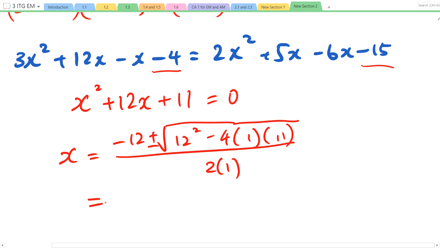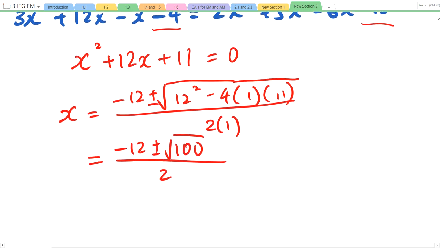So 144 minus 44. Oh, it's 100. I get negative 12 plus minus square root 100 over 2. Are you happy to see square root 100? Yeah. Why?